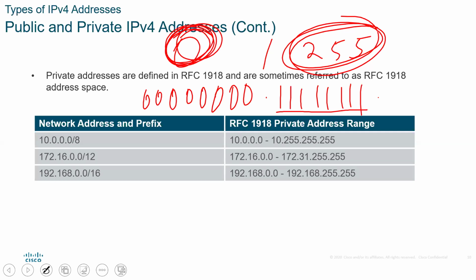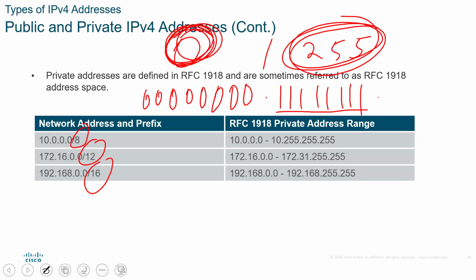Now, how do you know the subnet mask? That is where they use this slash notation. You'll see this slash notation. All right, we're going to explain that very, very soon. So now we need to know the private and the public IP address.